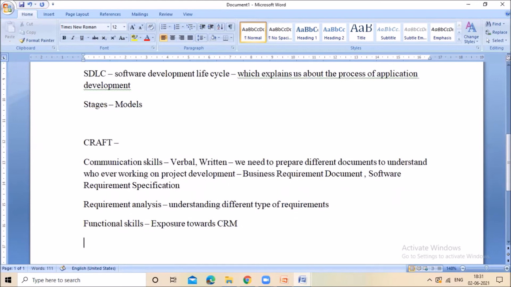Now, apart from functional skills, the next is technical skills. What are technical skills? Knowledge of the application development lifecycle. This is what I told you in the beginning, when I mentioned SDLC and the SDLC stages. Knowledge of the application development life cycle is required for you to work with. This is generally the core skill one must be good with.